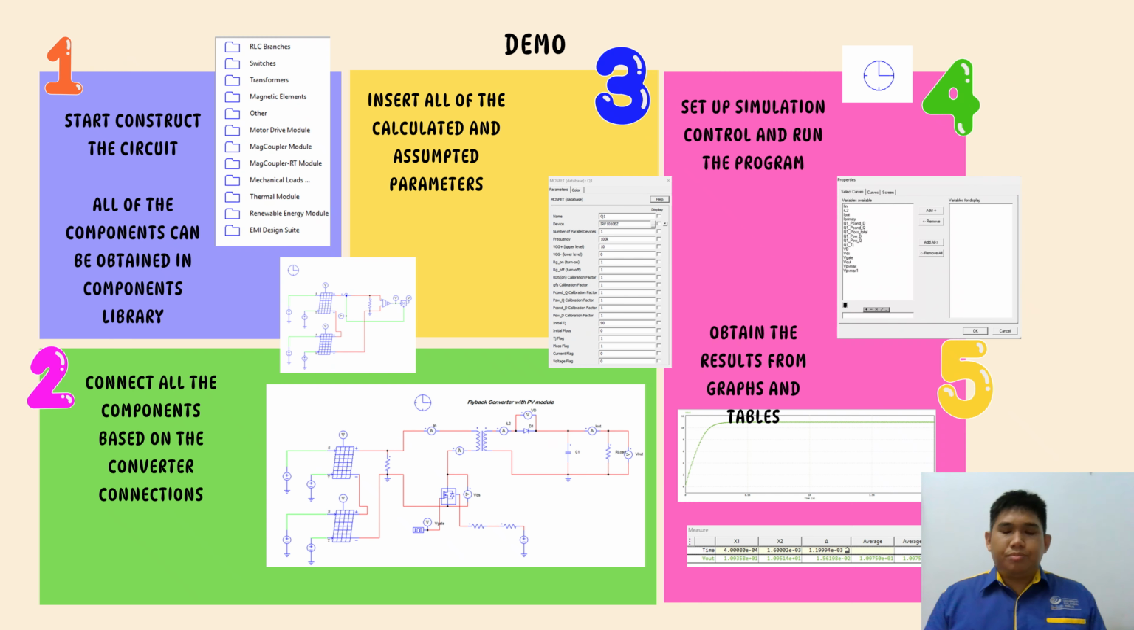Right, now the demo. First one, start to construct the circuit. All of the components can be obtained in the components library. Number two, connect all the components based on the converter connections. Just now, this is the flyback converter with PV modules. And number three, insert all of the calculated and assumed parameters.